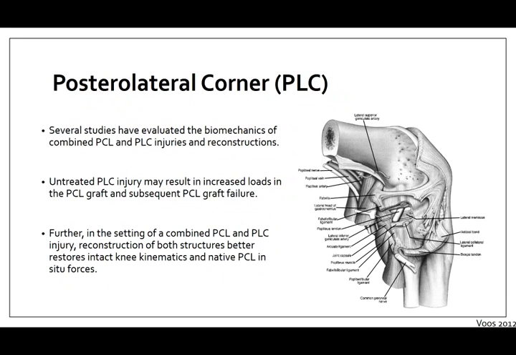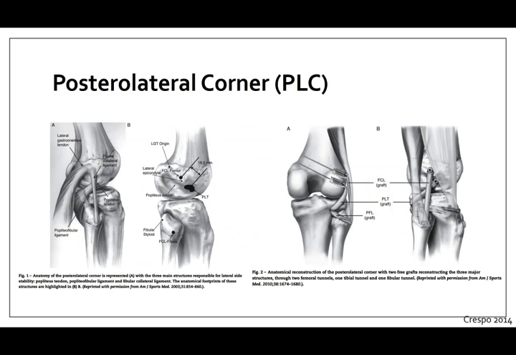Further, in the setting of a combined posterior cruciate ligament and posterolateral corner injury, this gets really confusing, so you got to look at the letters here. Reconstruction of both structures better restores intact knee kinematics and native PCL in situ forces. So if you have a PCL tear, check the PLC and reconstruct both is essentially what we're saying. I'll let you pause it here. You can look at different surgical techniques. I'm moving on.